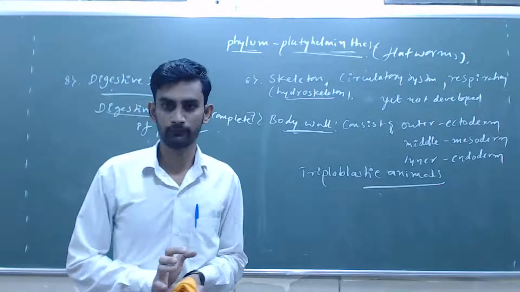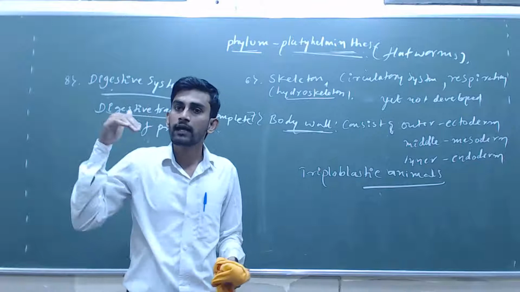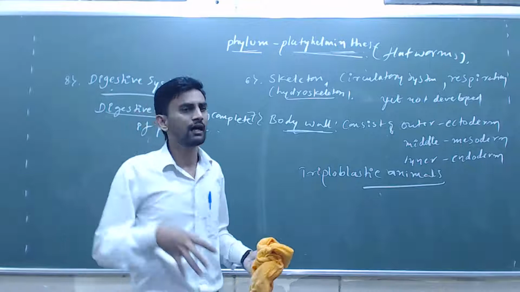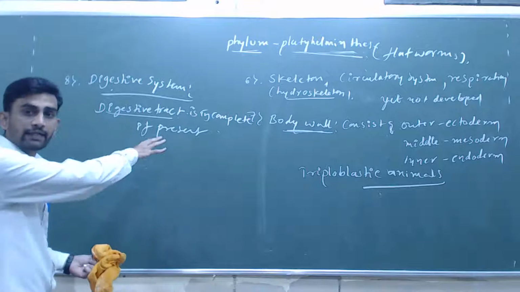This is a worm which lives in the human small intestine. It may cause a disease called taeniasis. So stomach or abdominal pain will come. That is a related disorder to this parasite. So if it lives in the host body, it may cause a disease.